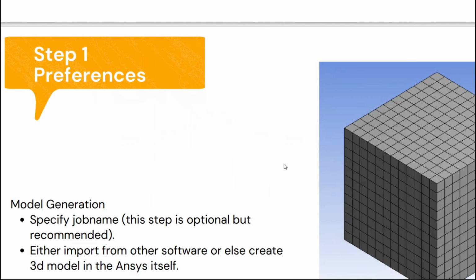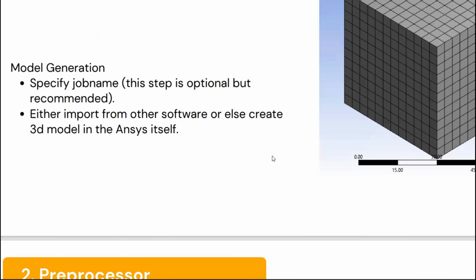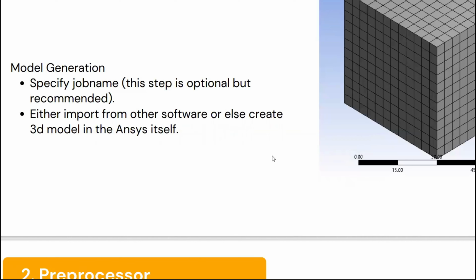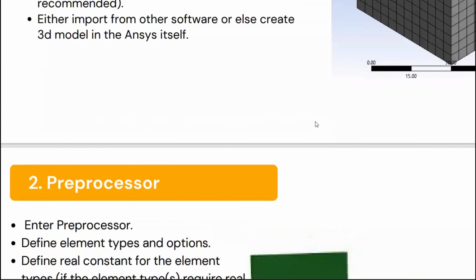In step 1 you have to define the specific job name and what kind of analysis we are going to cover inside the problem. Either you can import from other software or you can create inside ANSYS itself. So you have both options: you can create or you can import from some other 3D modeling software like Pro-E, CATIA, or SolidWorks. So the first step is that you have to define the job name and the types of problems, what kind of analysis we're going to cover inside step 1. We have to also define, and after that we can import or else we can create inside ANSYS. So the first step is very clear.